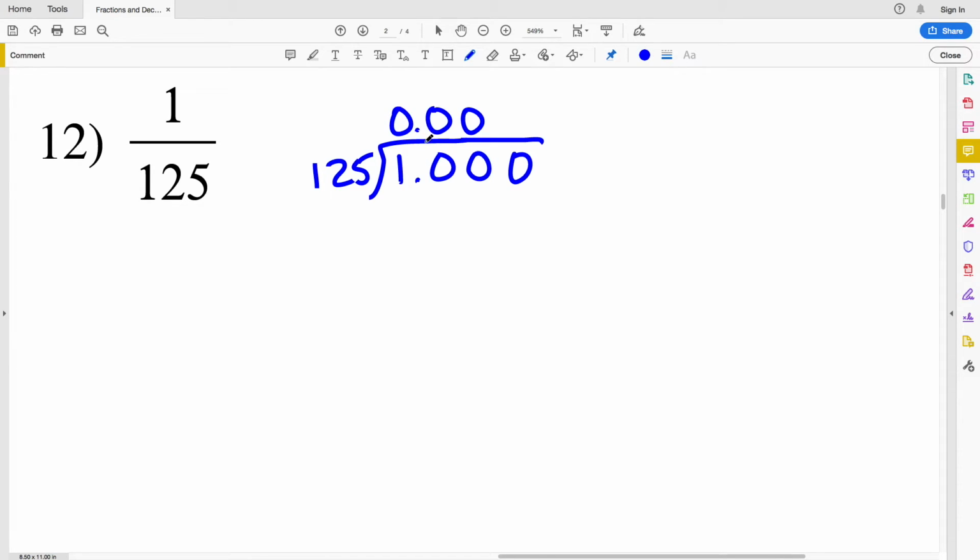125 goes into 1,000 evenly. It goes into 1,000 8 times. So our solution, number 12, is 8 thousandths.